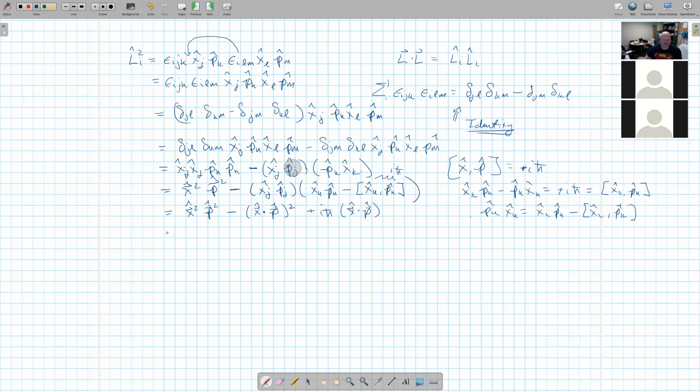Or if I turn these things back into r's, finally what this tells me then is that L squared vector hat is then equal to R vector squared hat times P vector squared hat minus the dot product between R and P, quantity squared, plus IH bar times R vector hat dotted with P vector hat.